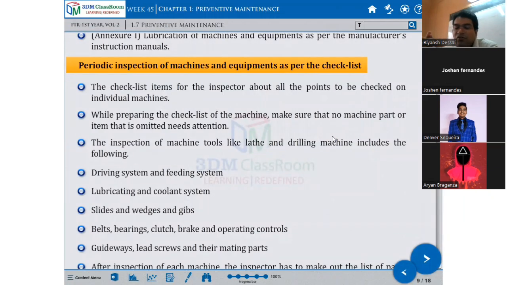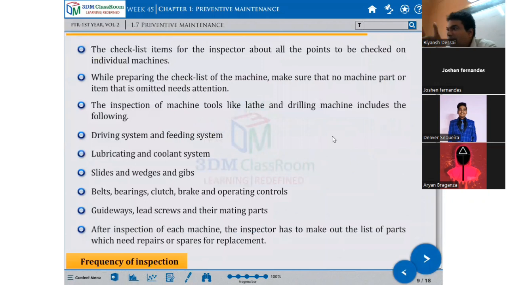The inspection of machine tools like the lathe and drilling machine includes the following. As a common example, we have only a lathe machine and a drilling machine in our section. So, what are the points you have to check? First is the driving system and feeding system. What is the driving system of a drilling machine and lathe machine? What is the driver over there? Motor. The main prime mover is a motor.